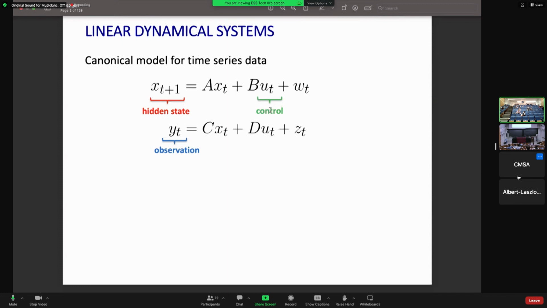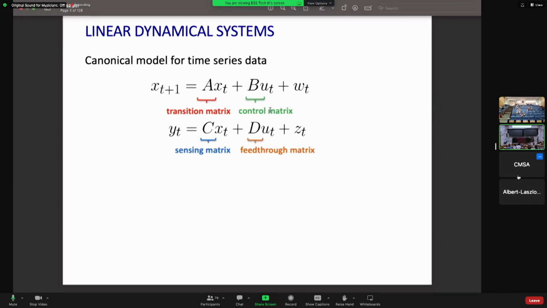My inputs are the U_Ts that are either inputs or control. What I see are these observations, the Y_Ts. And then we have these hidden d-dimensional vectors, these X_Ts, that evolve on their own under the hood. These matrices all have special names because they play an important role for us. The matrix A is especially important. This is called the transition matrix. It describes in the absence of input how the system would evolve.